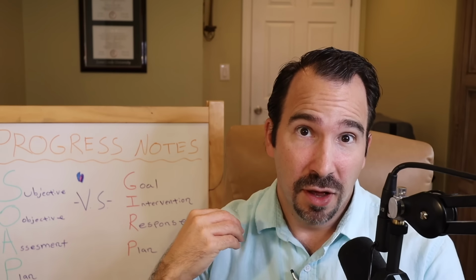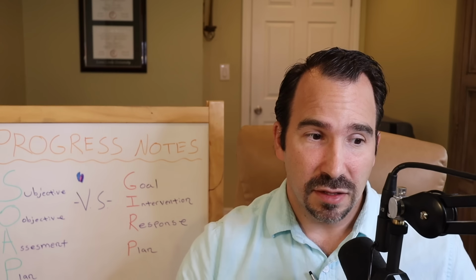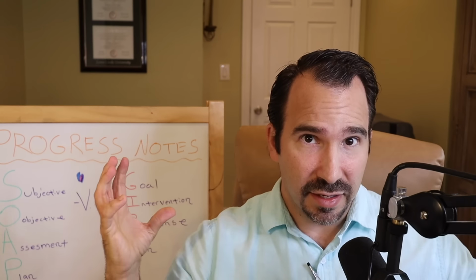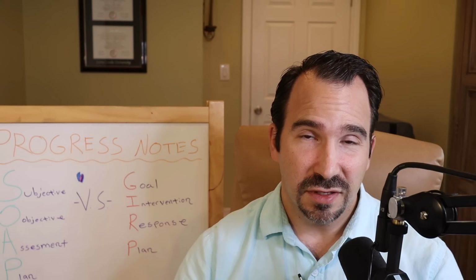Okay, so now for the R in the GIRP. The R in the GIRP stands for response. So the response is now what we saw in the SOAP model, which was the subjective, right? It's kind of that piece. It's just reversed a little bit in the GIRP. In the GIRP, the response comes after the intervention, and that speaks more to how did the client not just respond to your intervention, but this also captures that objective piece we see in the SOAP model. So it kind of lumps those two together.